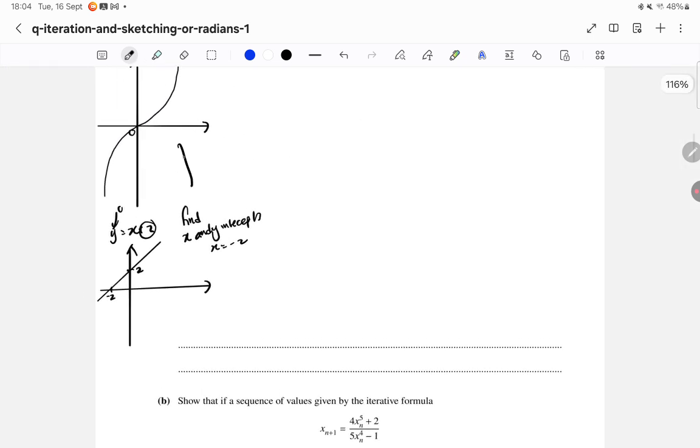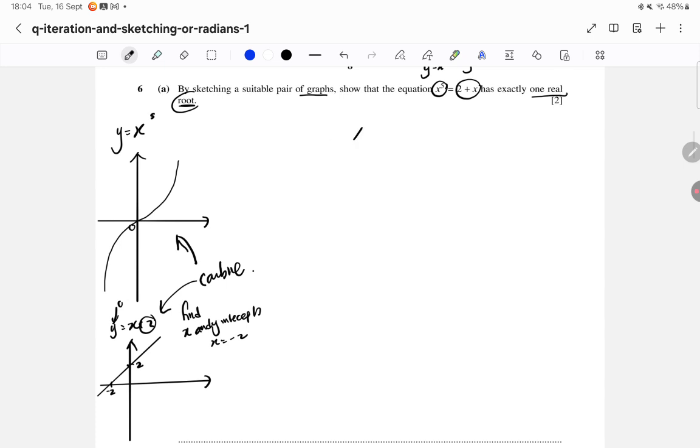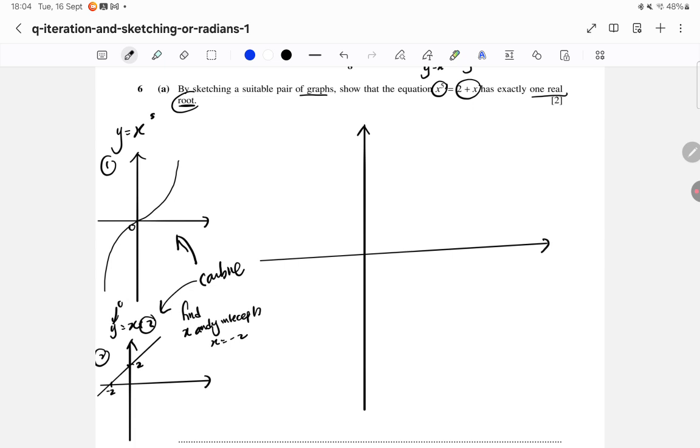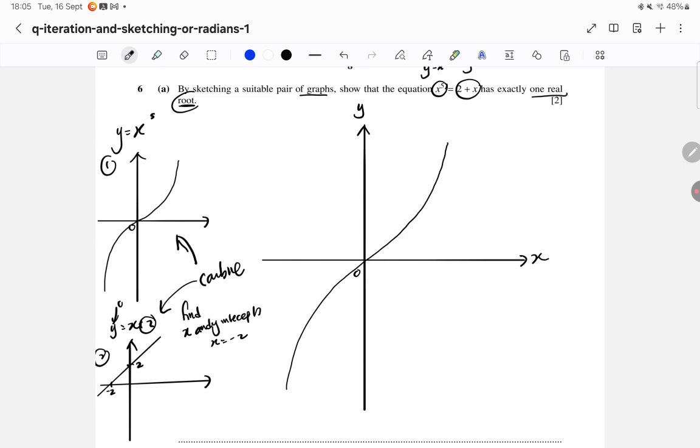And all you have to do is combine these two graphs. So I'm going to draw a big xy plane here. By the way, these two sketches are just for your reference, so you don't really have to write them here. I suggest you don't, or it's better to erase them. So, x and y. First, we're going to draw the x to the power 5 graph. It's good to label them, by the way. Just label it y equal to x to the power 5.